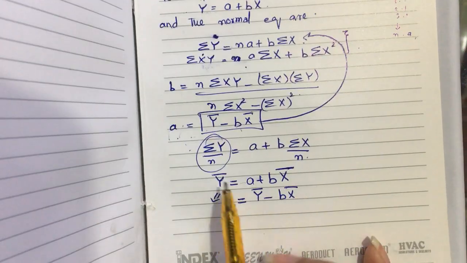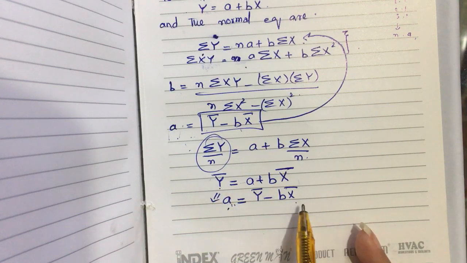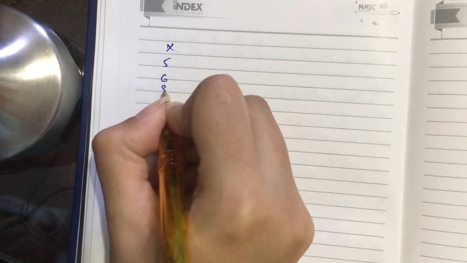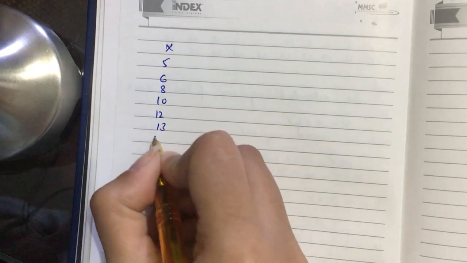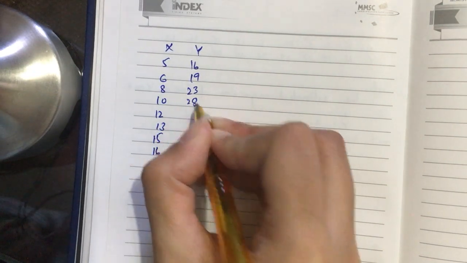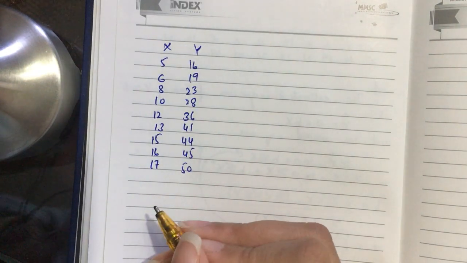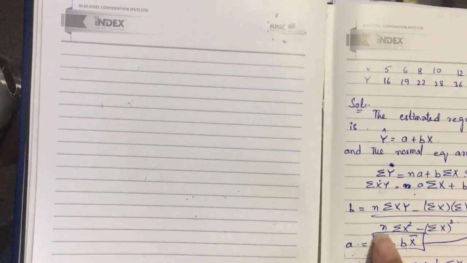For this we need some information, that is y bar and x bar. So I made a column where we find the values of y and the values of x. The x values are given here, that is 5, 6, 8, 10, 12, 13, 15, 16 and 17. These are the values here. The values of y are 16, 19, 23, 28, 36, 41, 44, 45 and 50. So what we do next, according to the formula of b, these are the values needed for the formula for b.